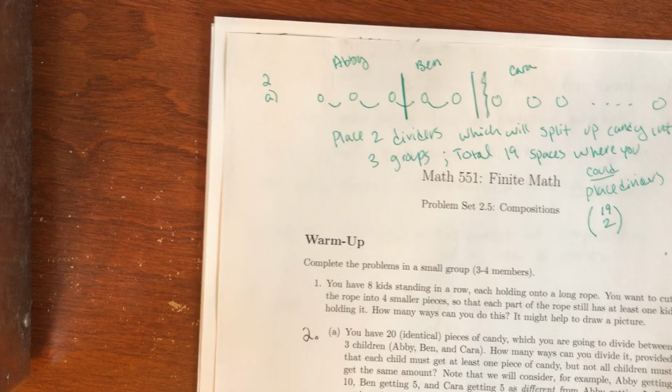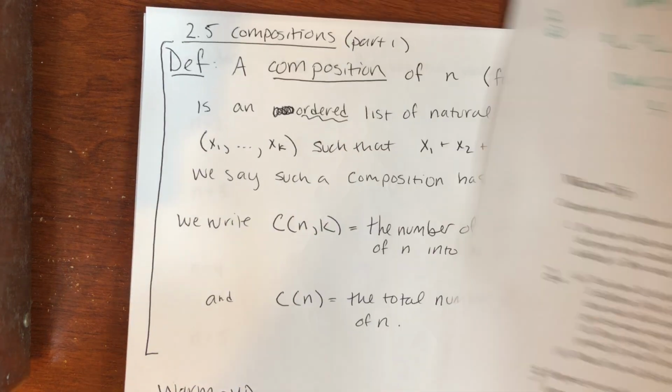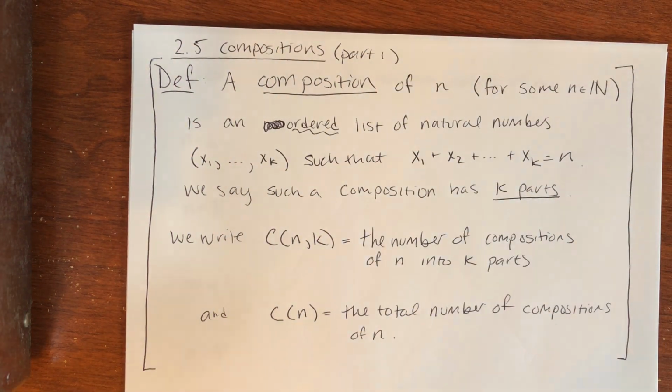Okay, but what these problems have in common is these are all examples of compositions. So this is different from a composition of functions, for instance. This is a composition of a natural number n. A composition is just some ordered list of natural numbers that add up to n.